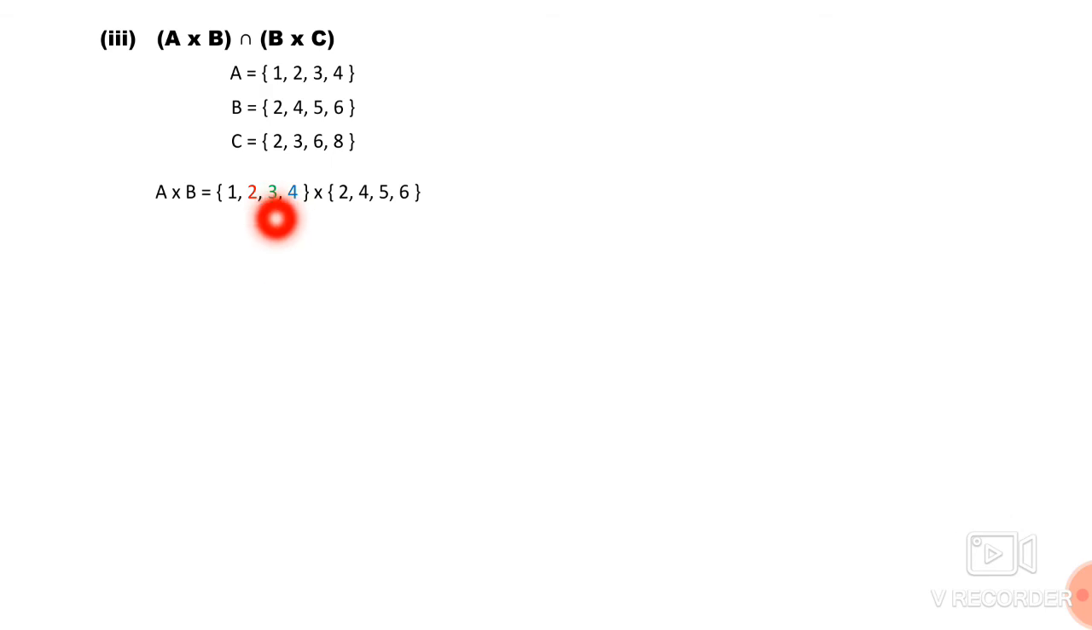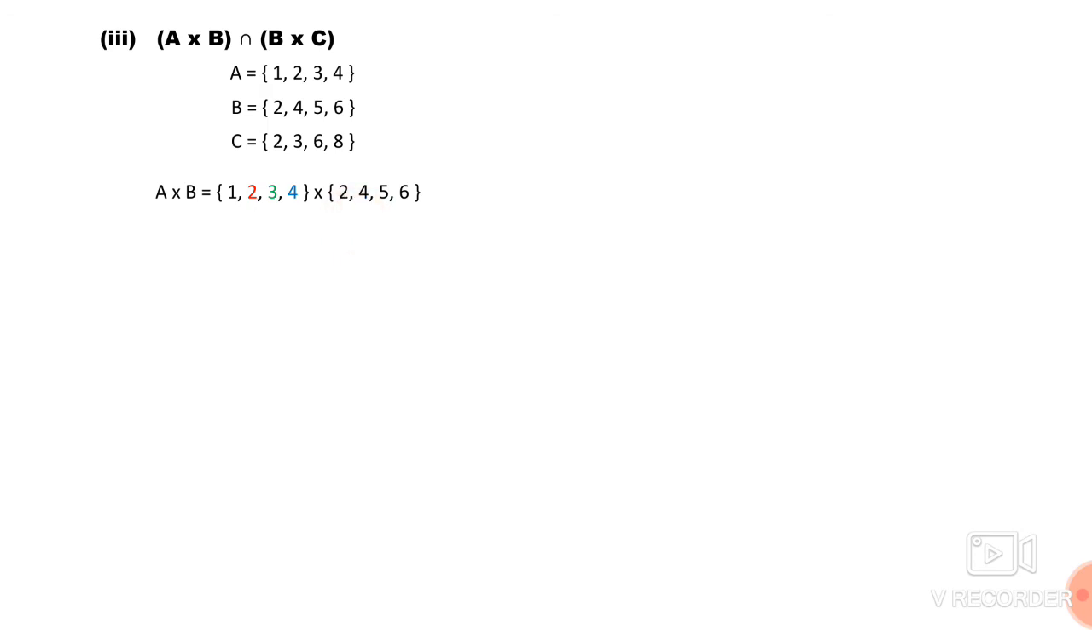Part 3, A Cartesian product B, intersection B Cartesian product C. It means all three sets are given. You will find A cross B first. We have four elements here, we have four elements here. It means we will have total 16 ordered pairs.